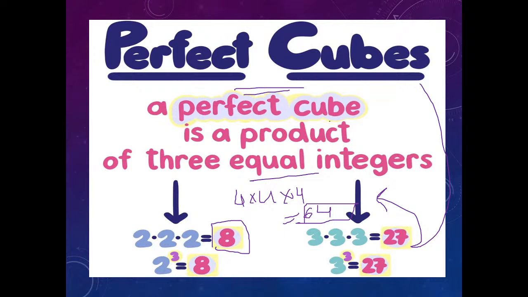So a perfect cube is a product. Whatever product we get after multiplying 3 equal integers, we get it as a perfect cube.